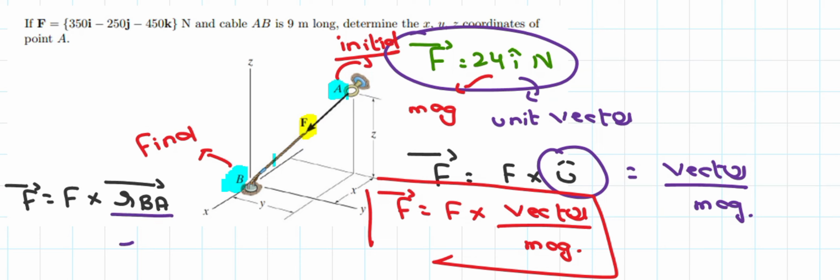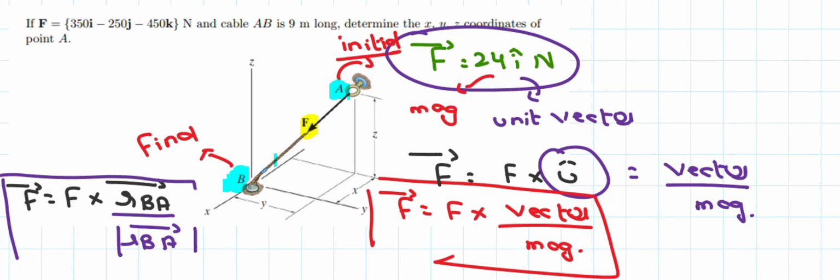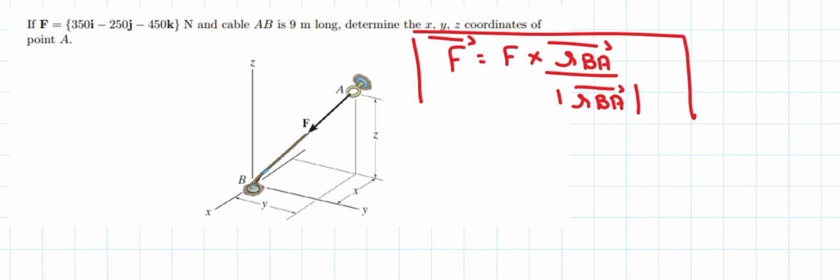Now, r_BA vector upon r_BA vector magnitude. This is the formula we are using to calculate the x, y and z coordinates. Therefore, this formula helps us to solve this question. According to this formula, we have the vectorial force from the question. Similarly, we have the magnitude of this rod AB, that is 9 meters long. The only thing we don't know is the position vector, or the Cartesian form of r_BA, which we are going to determine.